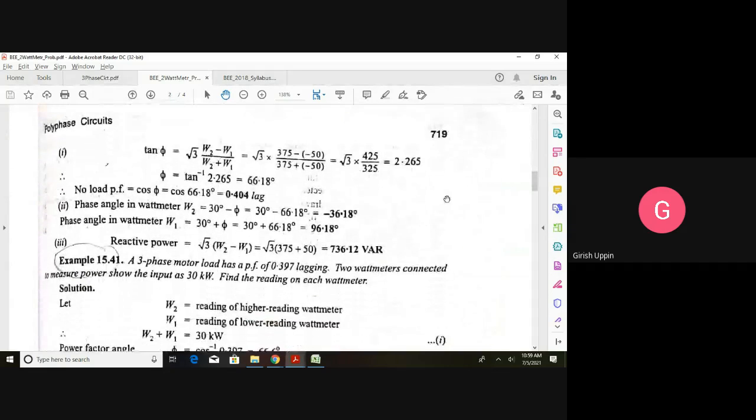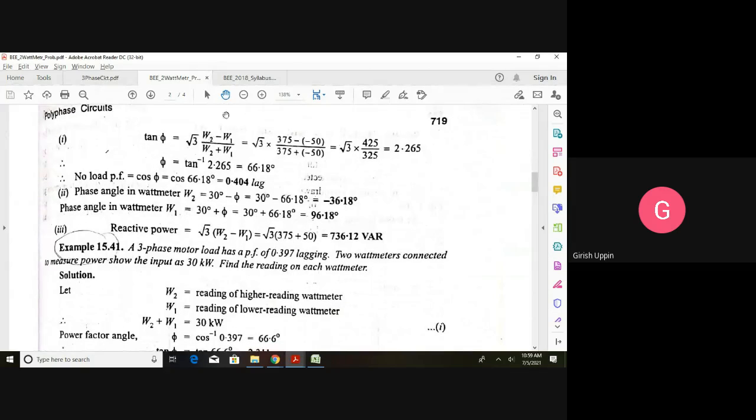We know the formula for tan phi. All the values are given. If you substitute those values and calculate, you will get the angle phi as 66.18 degrees. Whenever you are operating the calculator, when we find this tan inverse, you have to remember to keep your calculator in the degree mode. So angle phi, we get it as 66.18.